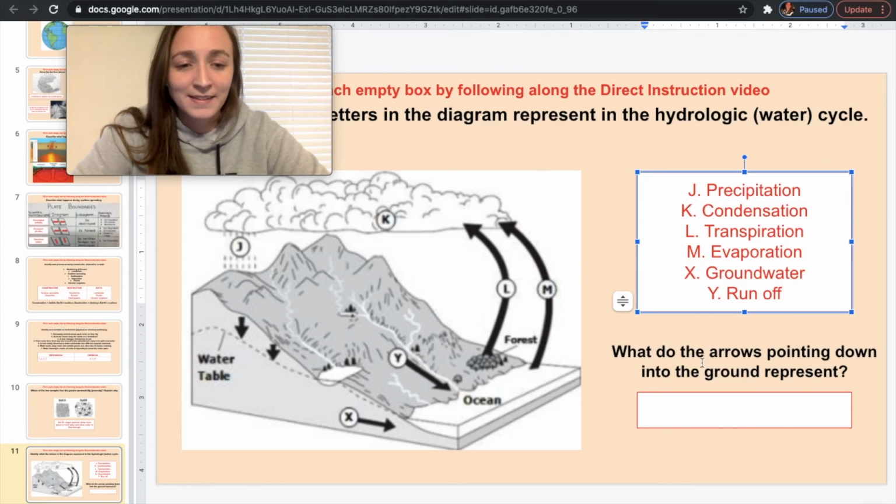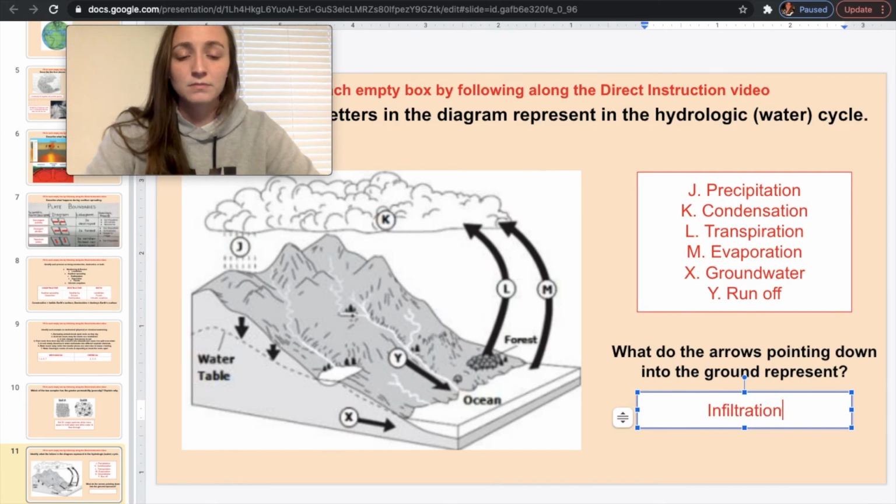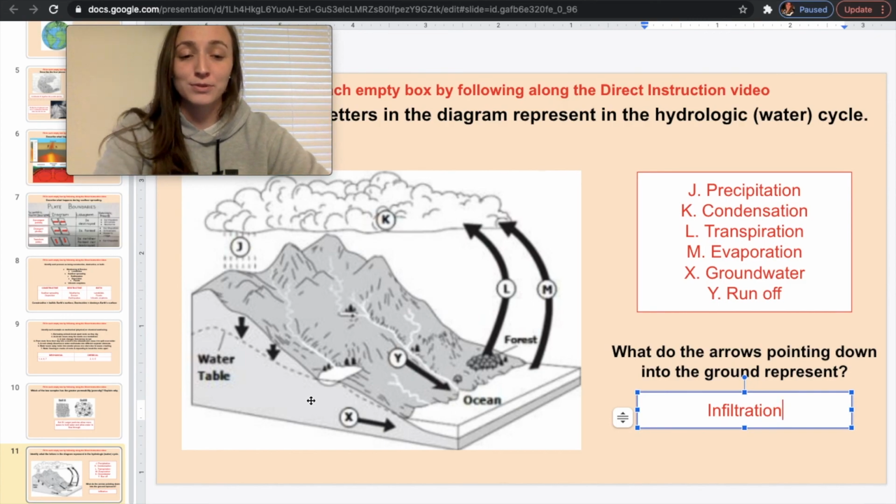Sweet. Okay, and then it says, what do the arrows pointing down into the ground represent? So I'm talking about these arrows over here. They're not really labeled, but they're super important. So anytime you have extra water seeping or going down into the soil to eventually become groundwater, that is that process known as infiltration. So again, anytime you have extra water on the surface and it goes down through the soil, that is what we call infiltration.